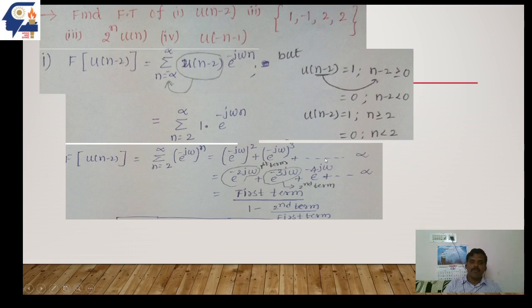Then what is the formula? That equals first term by 1 minus second term by first term. First term means e power minus 2j omega. Second term is e power minus 3j omega. So first term divided by 1 minus e power minus 3j omega divided by e power minus 2j omega, which will become e power minus j omega. This is the Fourier transform of u of n minus 2.